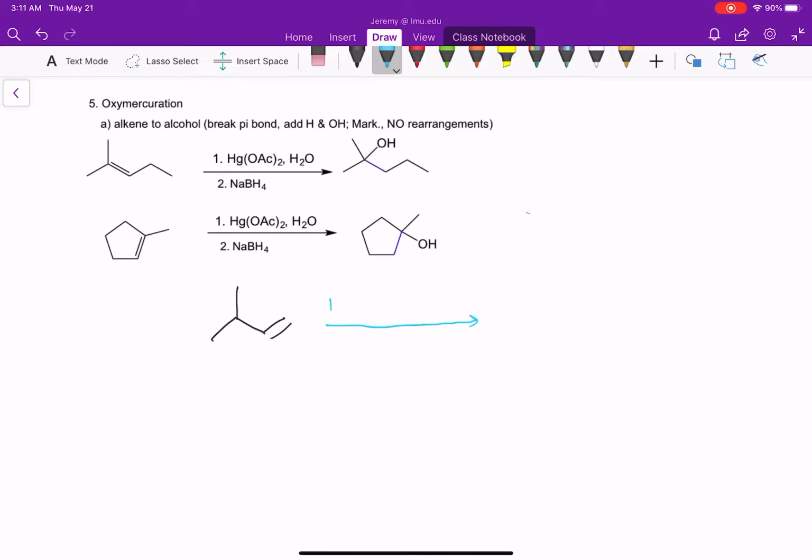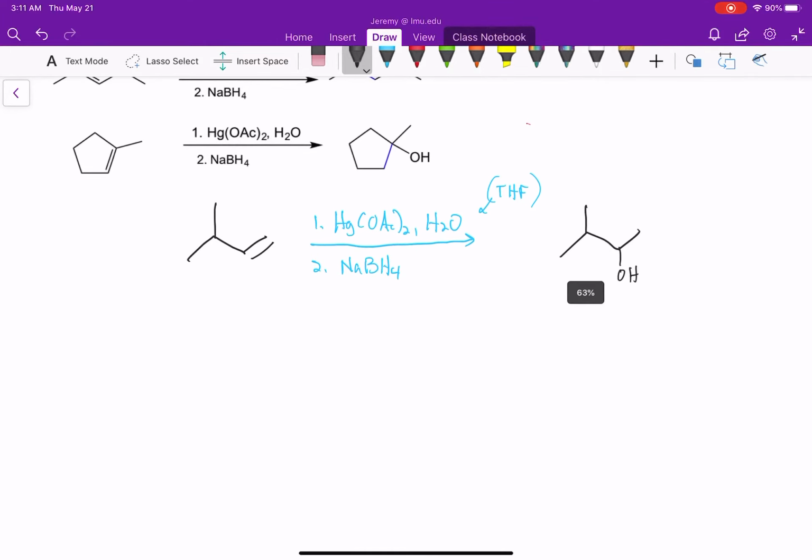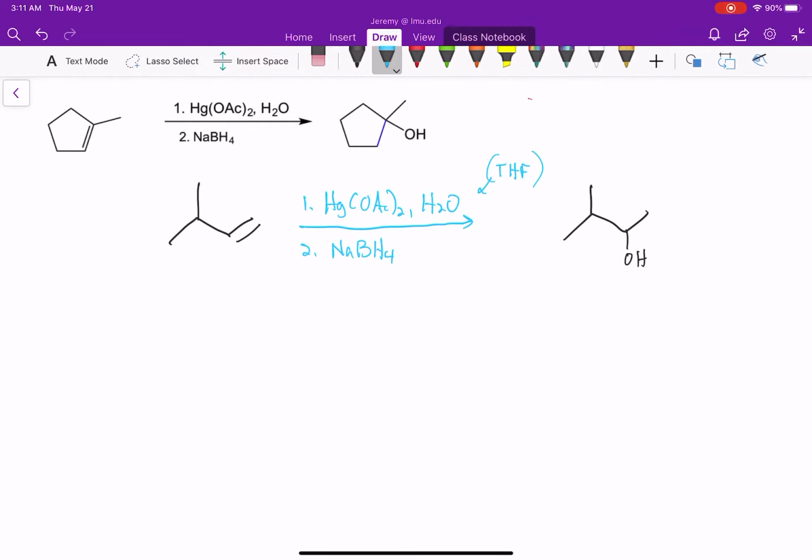So we'll treat this with step 1, HgOAc2 in water. Okay, and sometimes you could see a co-solvent here. You might sometimes see a co-solvent of THF. Okay, step 2 is sodium borohydride, NaBH4. And we know the product we're going to get out here already. We add the OH to the Markovnikov position, no rearrangements. All right, so let's look at this mechanism.